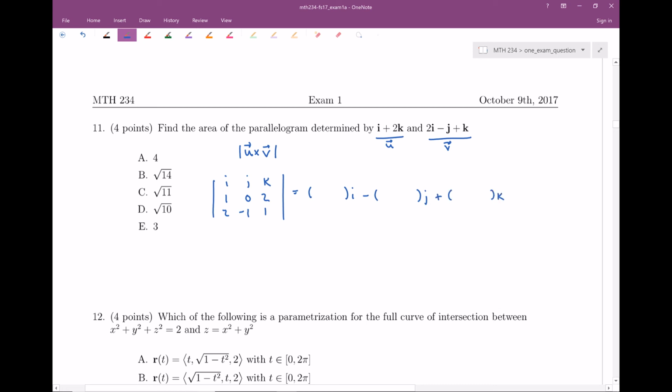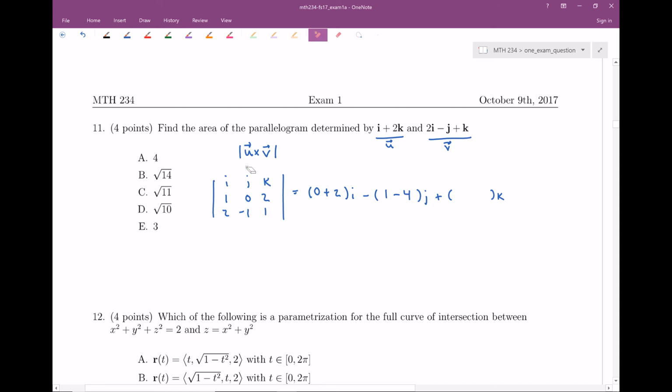And let's go through this process. If I cross off the first column and the first row, I'm going to have 0 times 1, that's going to be 0. Subtract away 2 times negative 1, so that's going to be negative 2. So when I subtract away negative 2, that's the same thing as adding 2. So that's my first one. How about for my second? Cross off the second column and the first row. So 1 times 1 is going to be 1. 2 times 2 is going to be 4, so 1 minus 4.